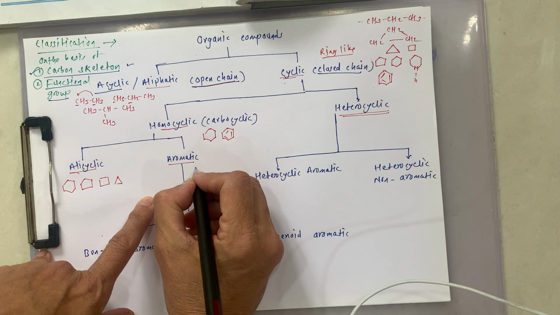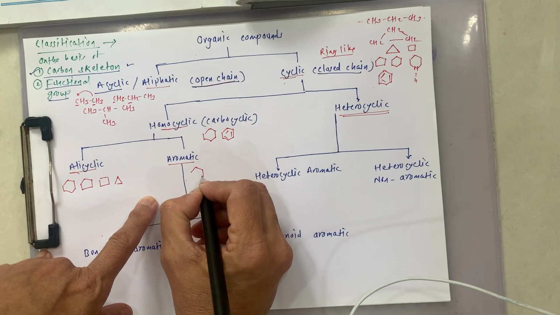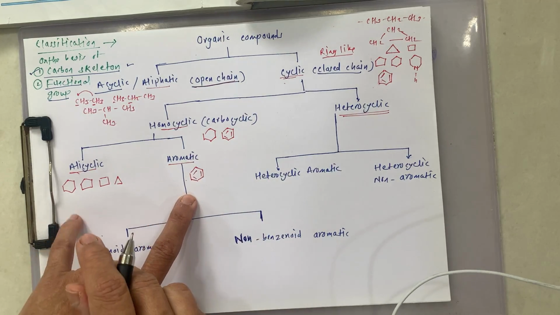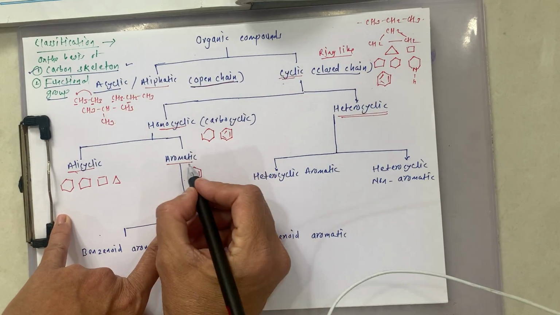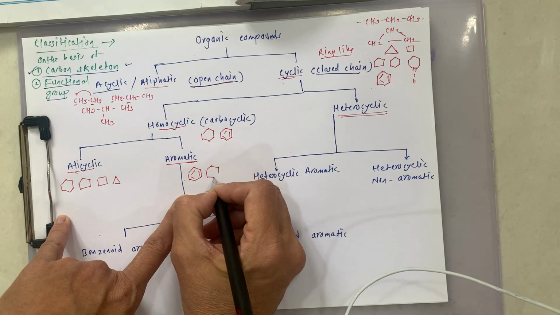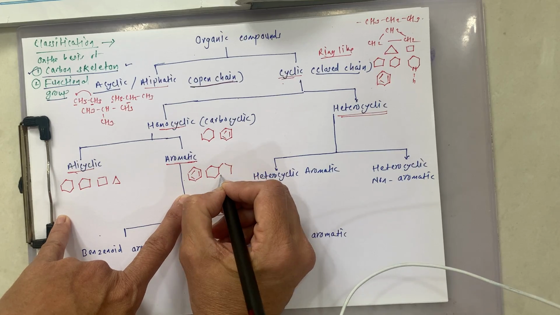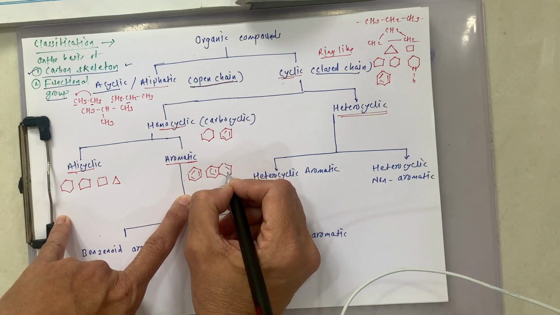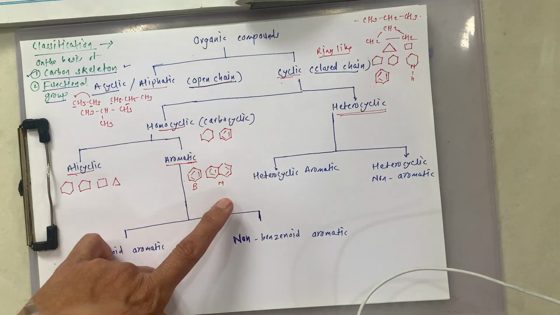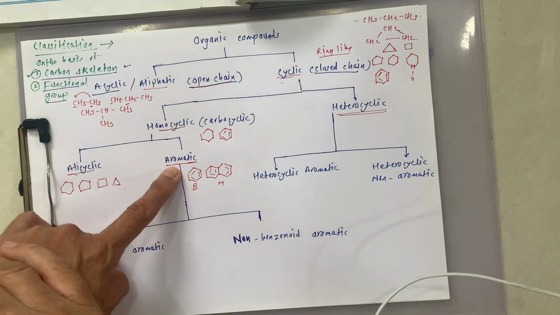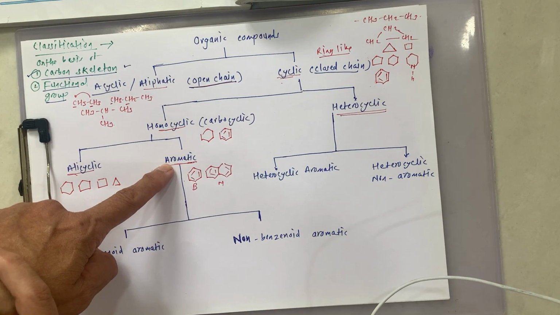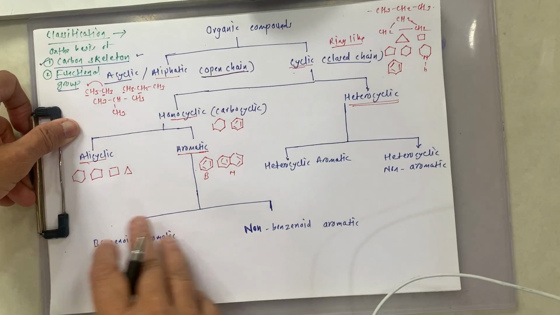while when there is an alternate double bond and single bond, meaning the compound has aromatic character like this, this is our benzene, then that category is aromatic. Or suppose here two rings are attached to each other in this way, then this is our naphthalene. This is benzene, this is naphthalene. This is also an aromatic structure.